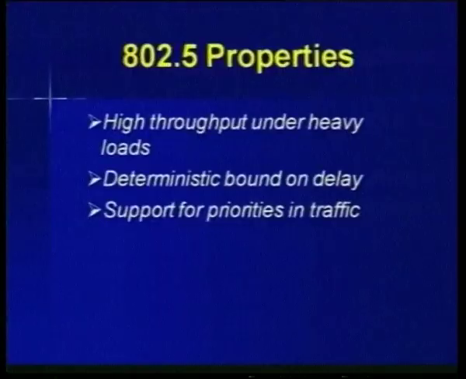We have already looked at the 802.5 standard which is used for token ring protocols. FDDI is another standard that we will be looking at today. Before we take a look at FDDI, let us do a quick recap of the properties of 802.5. 802.5 is meant to provide high throughput under heavy loads. Under low loads it does not give very good throughput. Second, it attempts to provide a deterministic bound on delay, and it has support for priorities in traffic. It has two options: it can work based on either the early token release mechanism or the delayed token release mechanism.